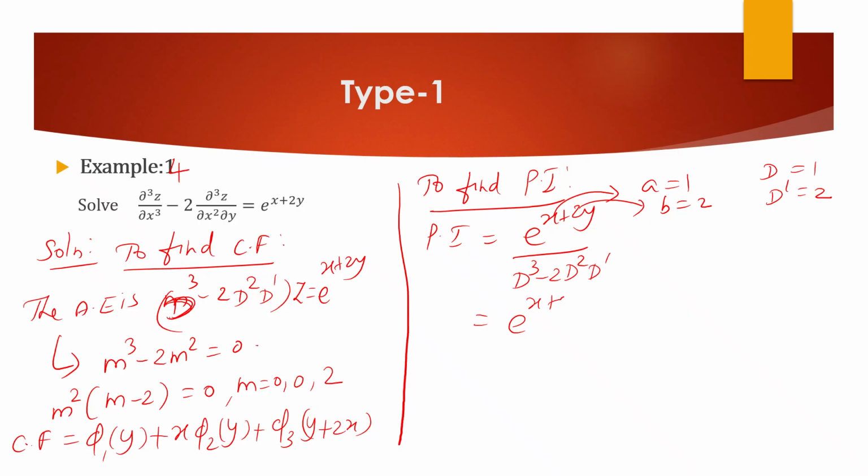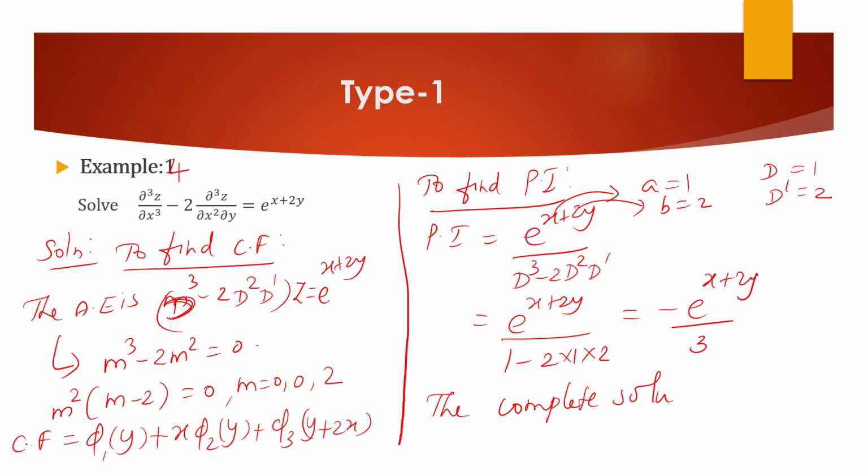which gives e power x plus 2y by, replacing d by 1, it is 1 minus 2 into d square, which is also 1, into d dash, which is 2. So it is 1 minus 4, that is minus 3. So minus e power x plus 2y by 3. So the complete solution can be written as z is equal to CF plus PI.